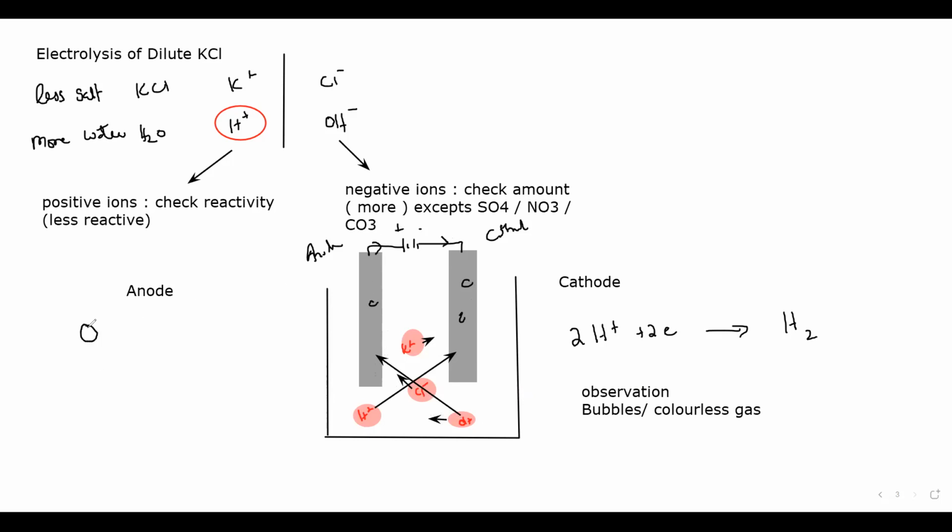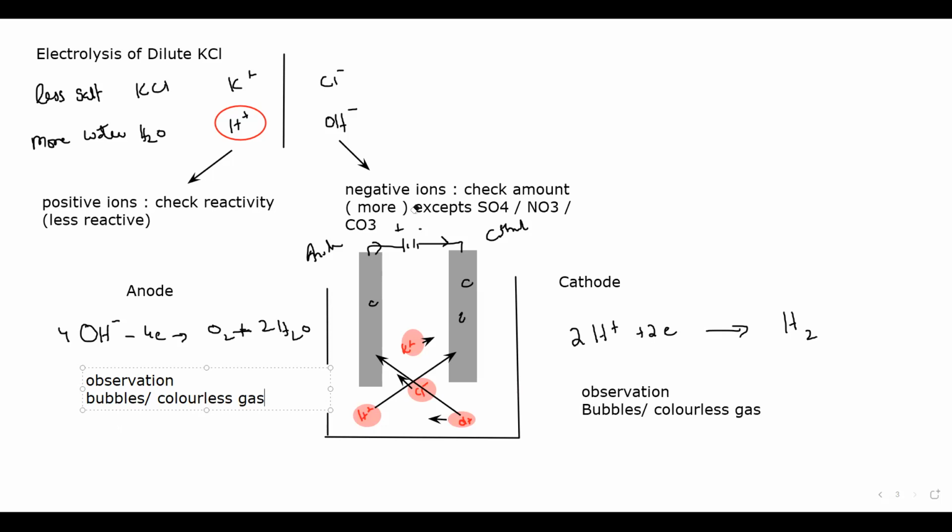So whenever OH ions are there, they will follow the fixed equation: 4OH- minus 4e gives one oxygen molecule and two water molecules. That's a fixed equation which you have to memorize. And what is the observation? Because oxygen is there, what will we observe? We'll observe bubbles or a colorless gas.